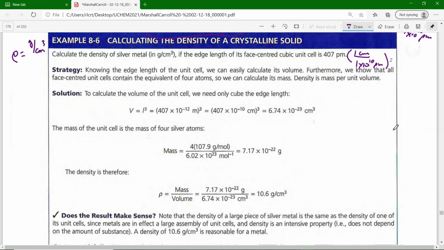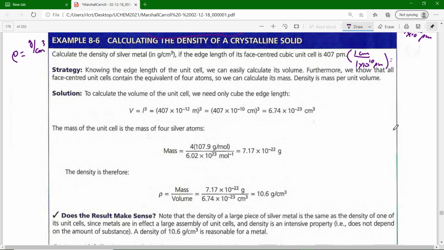Usually, everyday solids have a density of like 1 to 100 grams per cubic centimeter. 100 is pretty extreme. Anyways, so there's my mass per volume. So that's how you do questions like this. You have to know the identity of the metal. You have to know whether it's body-centered cubic, simple cubic, or face-centered cubic. And you have to know either the radii or length of the edge of the cube. And you take it from there.